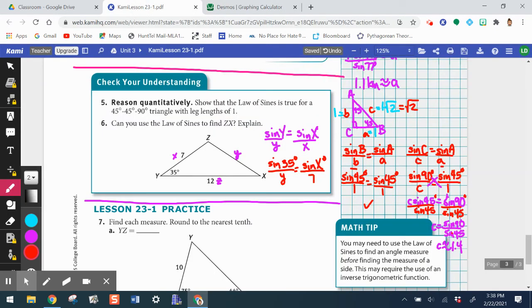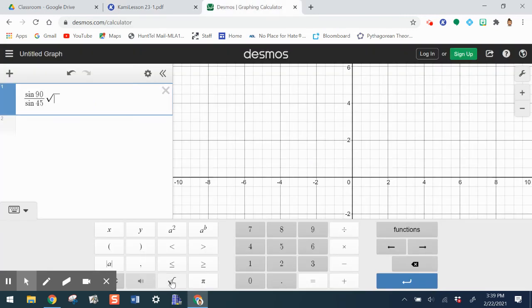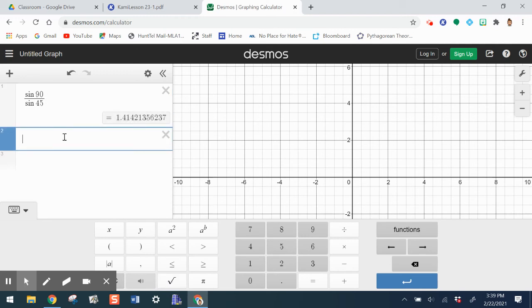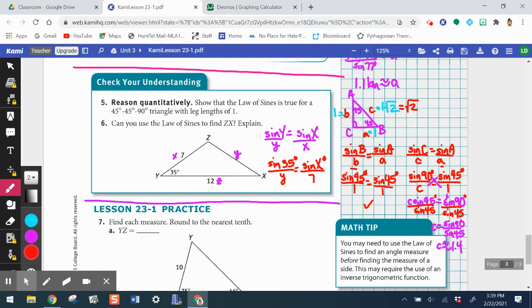Well, you might be saying to yourself, that's not the square root of 2. You told me that lowercase c in the special right triangle is the square root of 2. Well, let's evaluate what the square root of 2 is as a decimal, because we did just find a decimal form of lowercase c. So going over to Desmos, I'm going to input the square root of 2. And notice it's the same thing we got in our previous ratio. The sine of 90 over the sine of 45 is equal to the square root of 2. So yes, the law of sines is true, not just for right triangles, but for the 45-45-90 triangle.